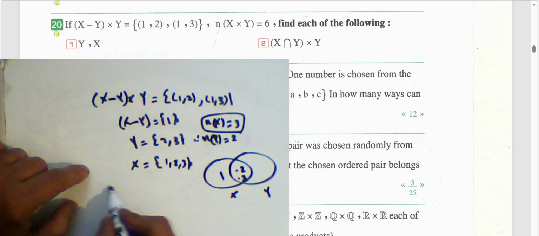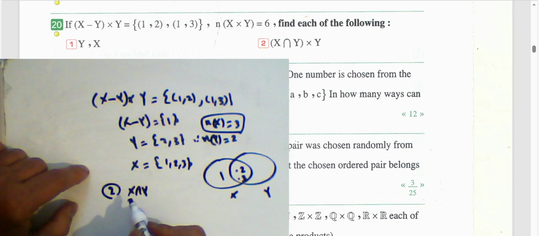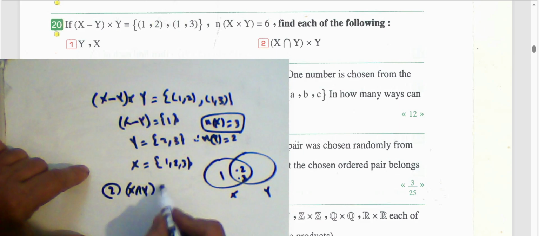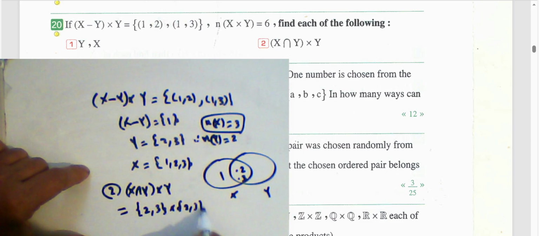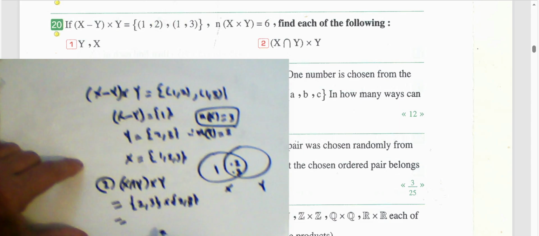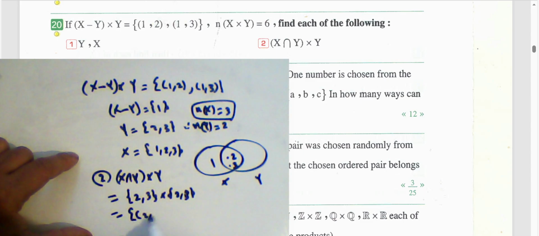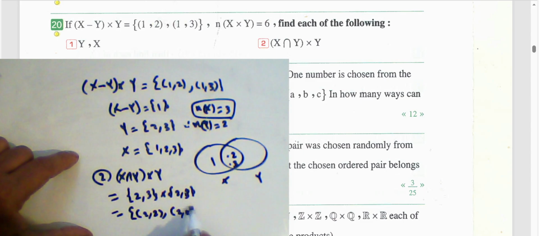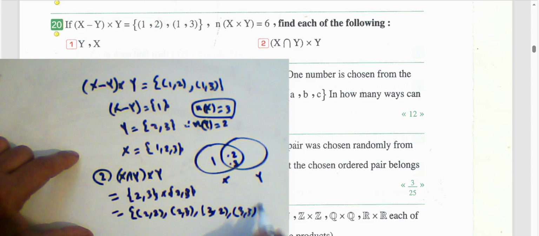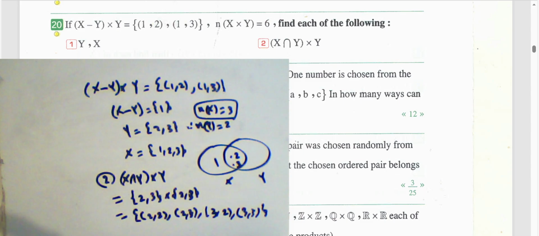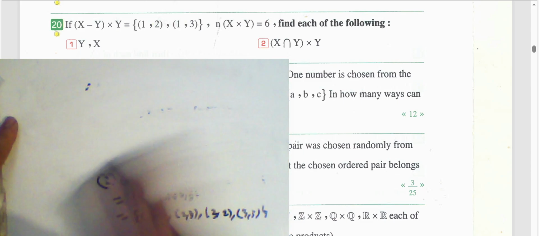Then we want to find X intersection Y, Cartesian product with Y. The intersection between the sets equals 2 and 3, and Y also equals 2 and 3. And the result will be 2 with 2, and 2 with 3, and then 3 with 2, 3 with 3. Okay, it's an important question. Next question down.